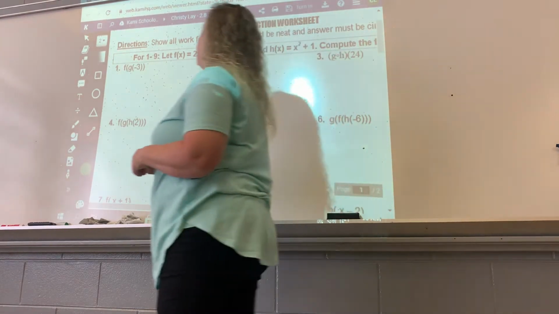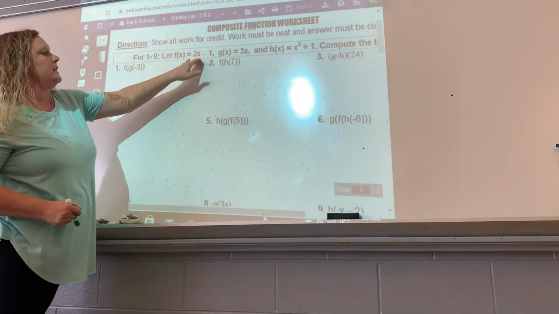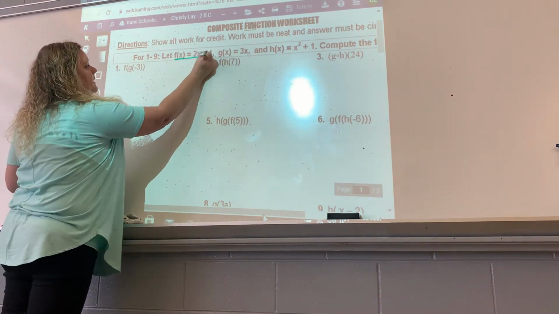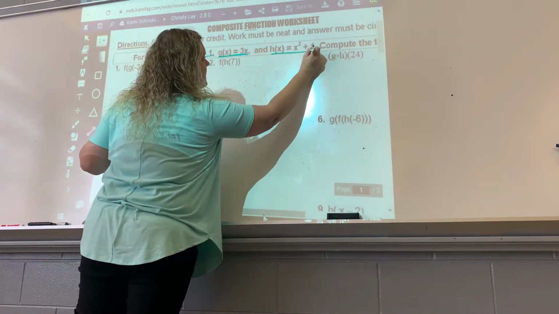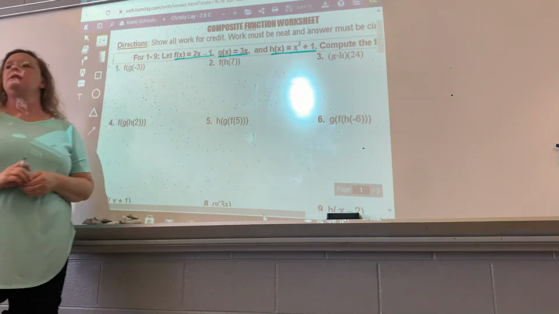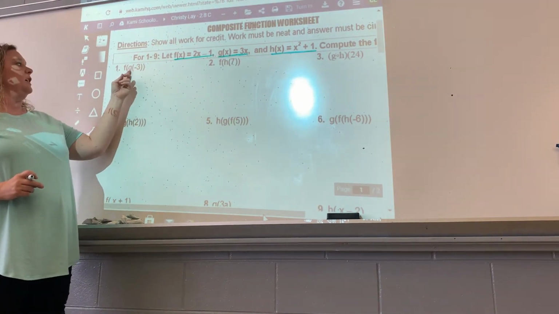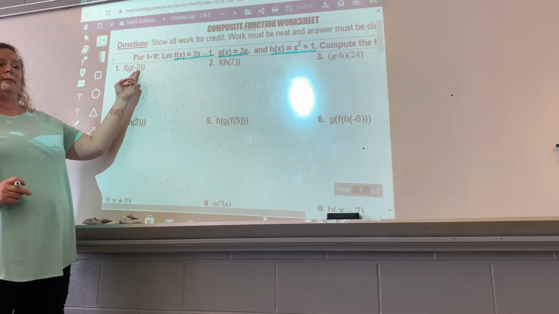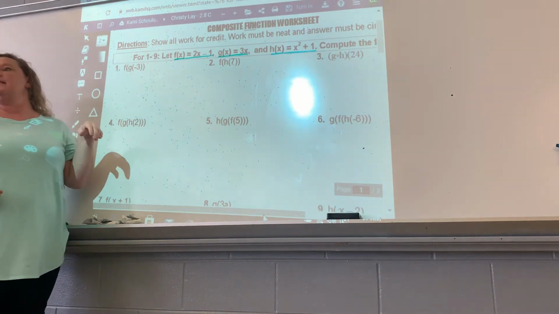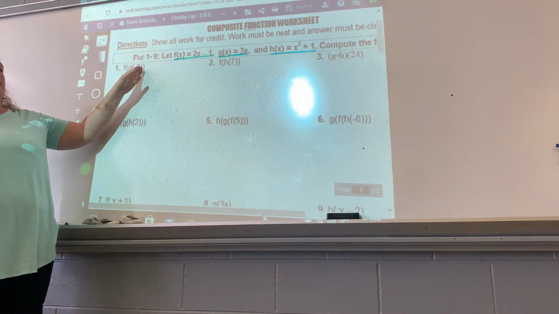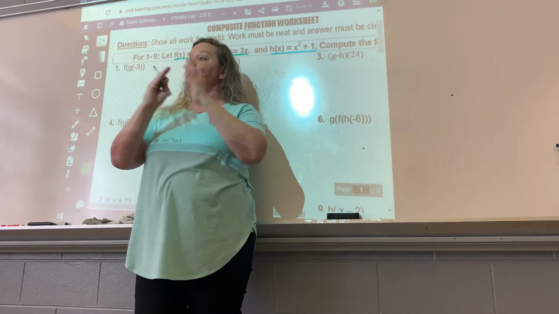But basically what's happening here is we've got more than one equation. F of x is 2x minus 1. G of x is 3x. H of x is x squared plus 1. So what they're asking you to do on this equation is to go to the g equation and plug in -3. But then they're saying something about f here too. So you read this as f of g of -3. You work all of these from the inside out.